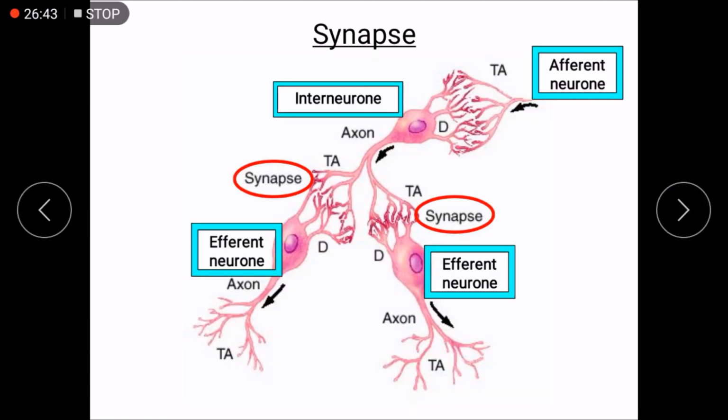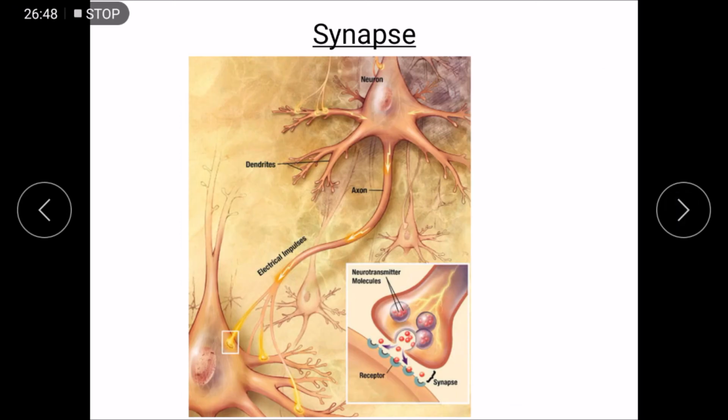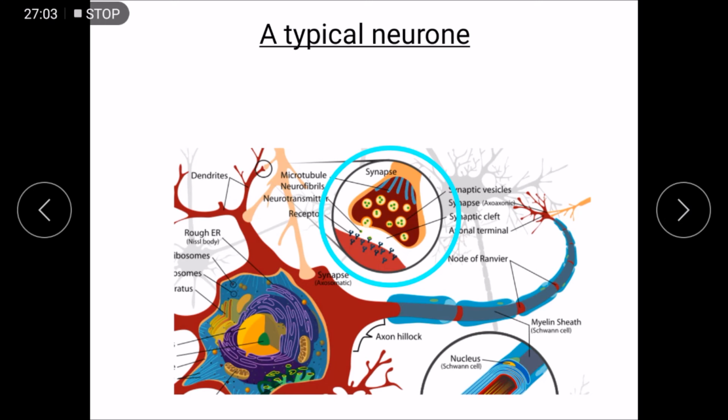Okay, so we zoom in. Yes, synapse. So from the axon terminal, axon to the next dendrite. So we will focus here on this. Synapse again. So you see the yellow thing. The labeling for it: synaptic vesicle, synapse, synaptic cleft.